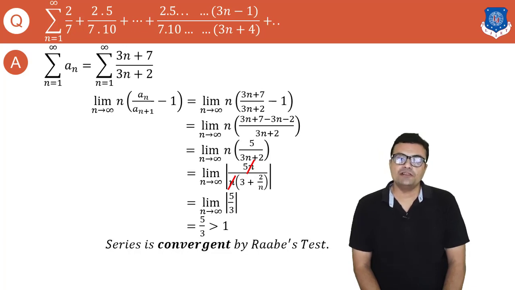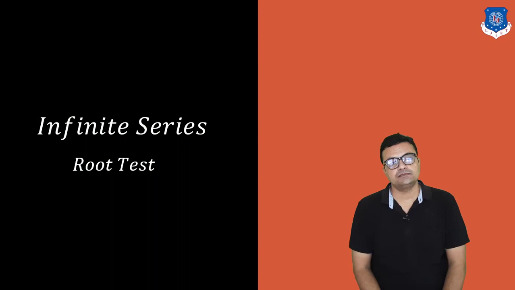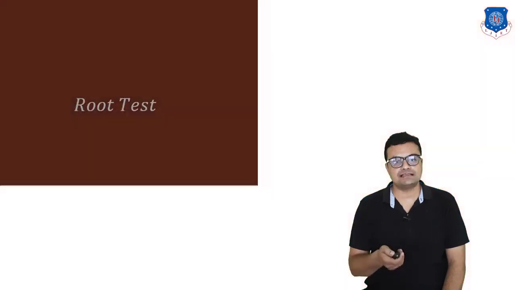So now remember, whenever your ratio test is not working, you should always check at least once about its extension, which is Raabe's test. Now let us go for our second part of discussion, which is root test.